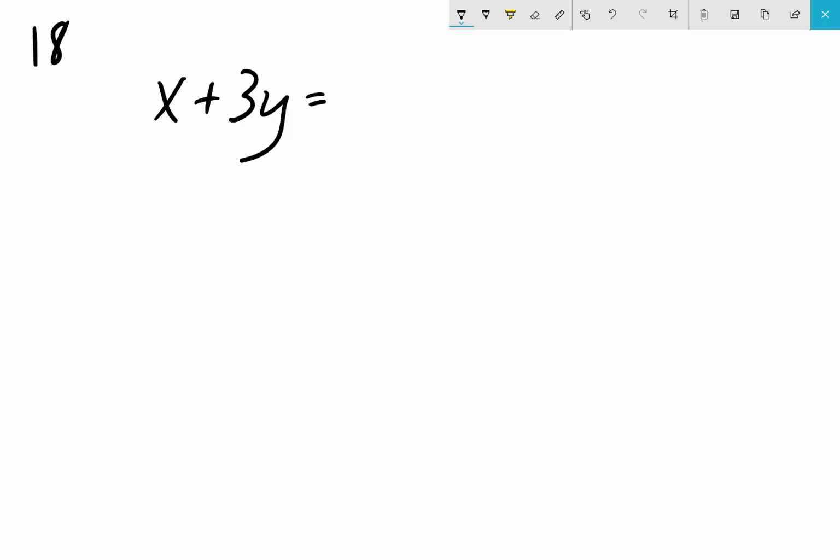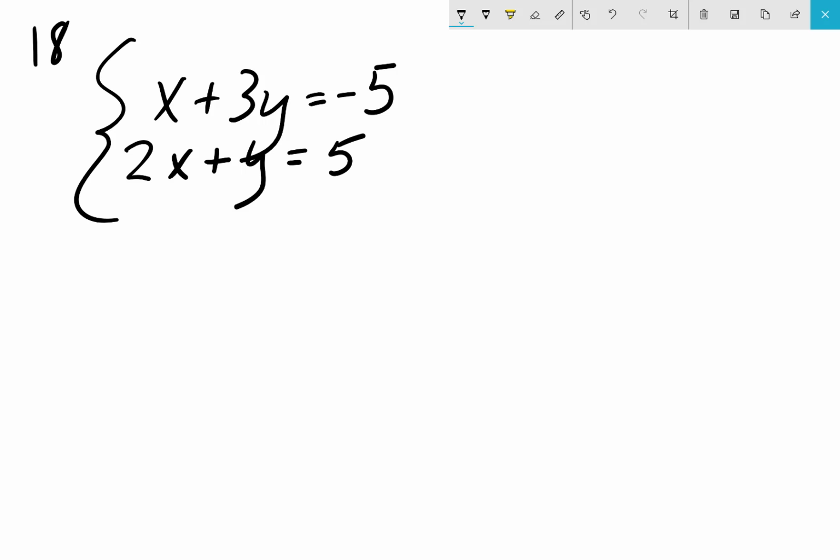Substitution is when you solve for one of the terms, one of the variables, and you plug it back in, you substitute it for that variable in the other equation. All right, so these are your two equations, and you want to solve for one of the variables. It doesn't matter which one you solve for. I'm going to solve for the y in the second equation.